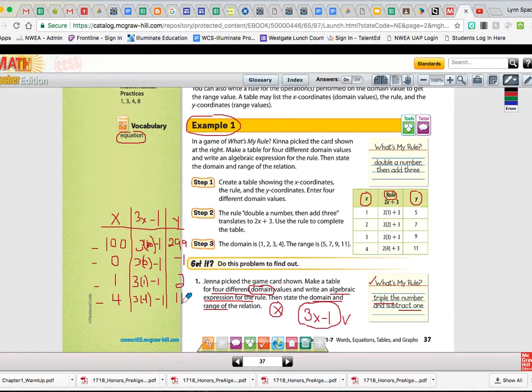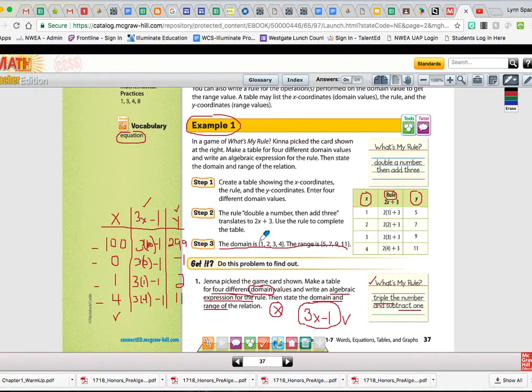So let's check back the problem here. It says find 4 different domain values. I did that in this column. I wrote an algebraic expression in this column, and then I put the range values in this column. So now it's looking for step 3 where I list the domain and range values.